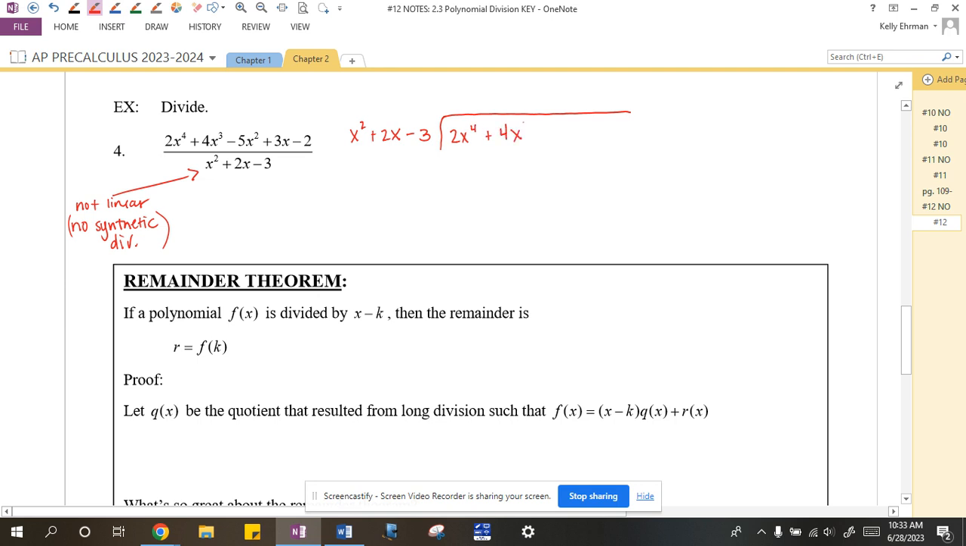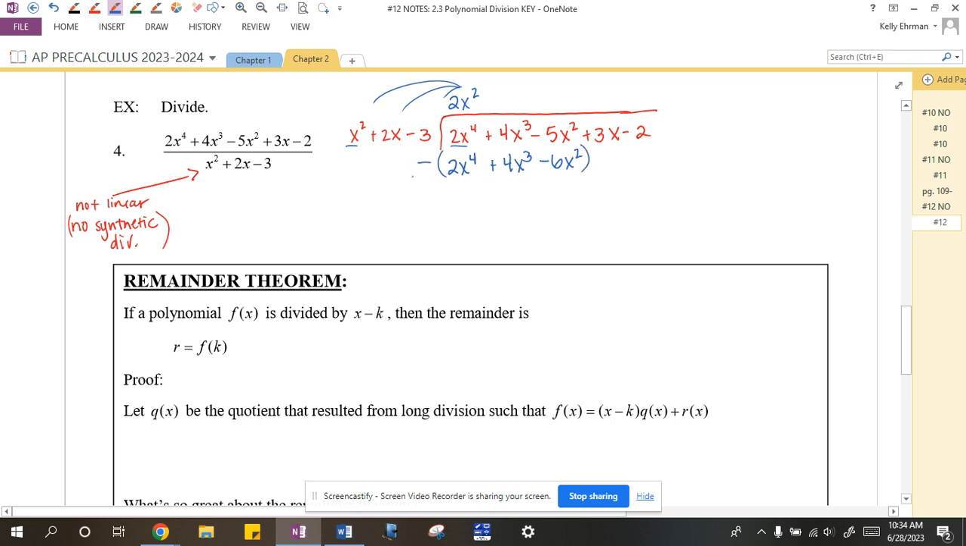Your terms do need to be in standard form, by the way, so if the textbook for our homework tries to trick us by putting things out of order, make sure you rearrange it. And so we're saying, what do we multiply x squared by to get 2x to the 4th? We multiply by 2x squared. And then 2x squared needs to get multiplied to all 3 of those terms. We write that result down below. 2x squared times 2x is plus 4x to the 3rd. 2x squared times negative 3 is minus 6x squared.